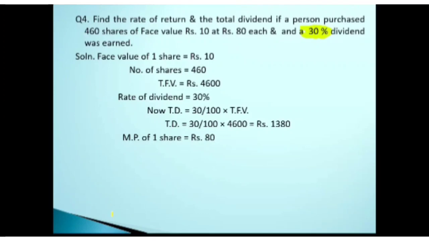So just have the market price of one share, which is already given in the question to be 80 rupees. Now we are going to calculate the total investment. All right. So the total investment formula is market price of one share multiplied by number of shares. Just wait a minute, all of you.